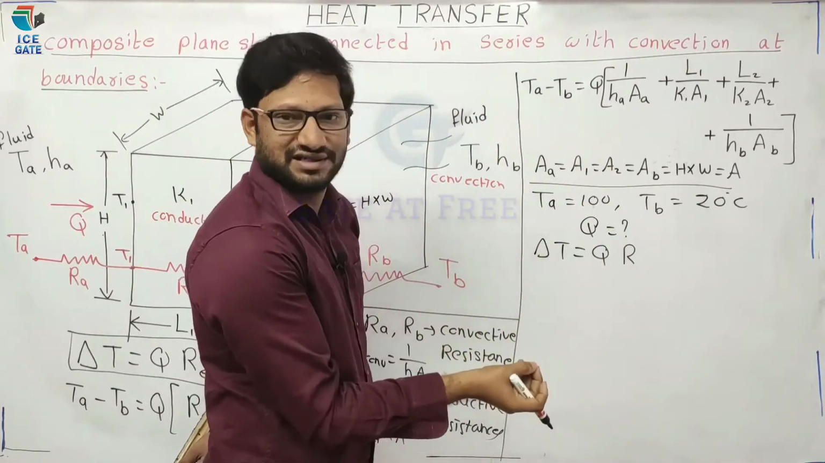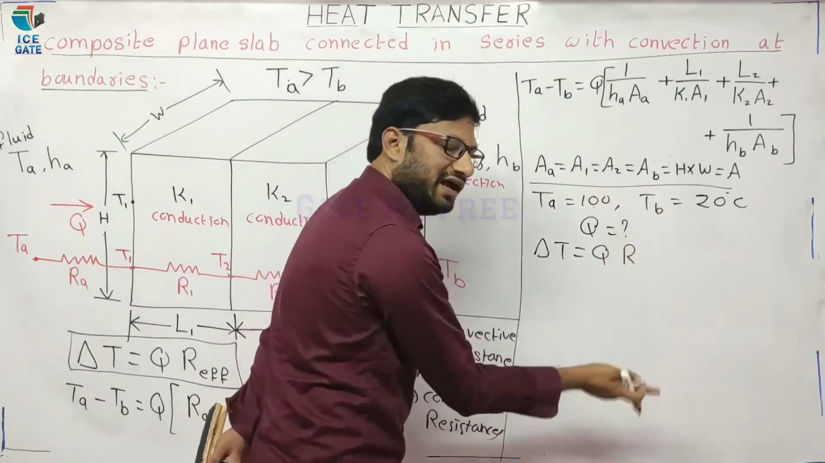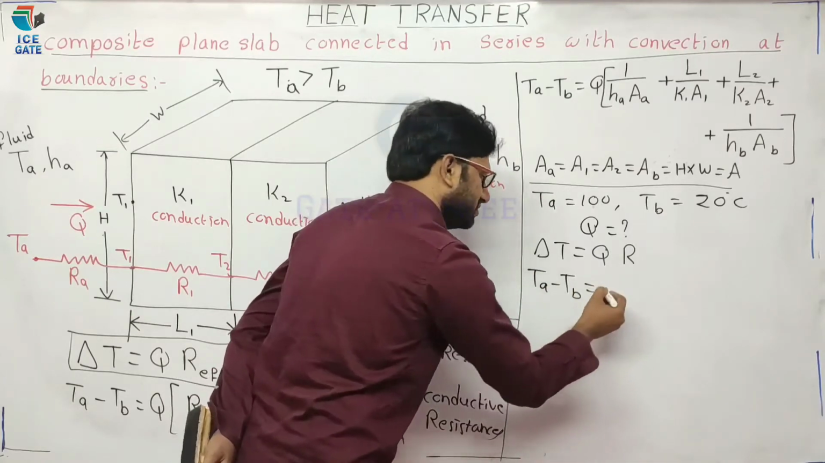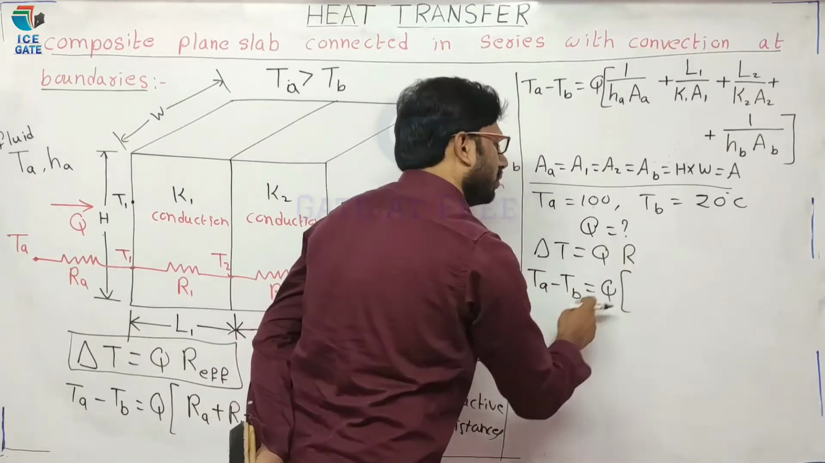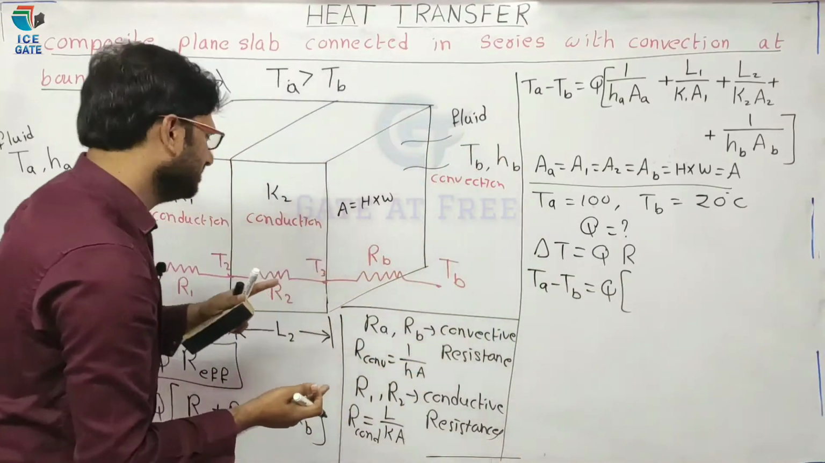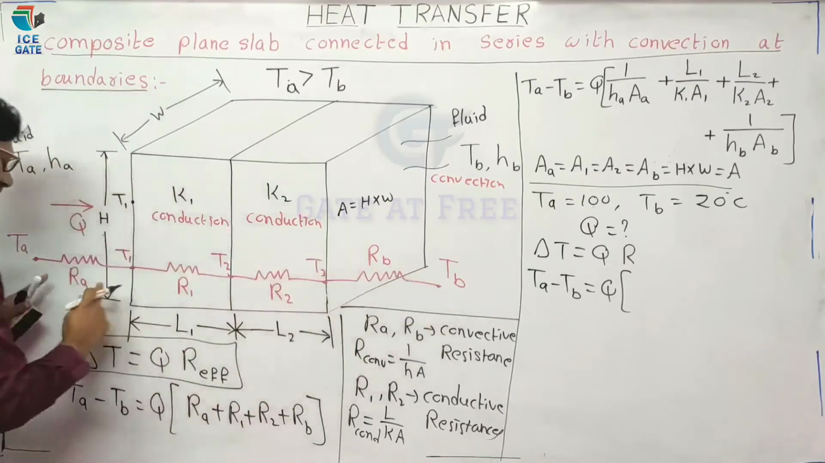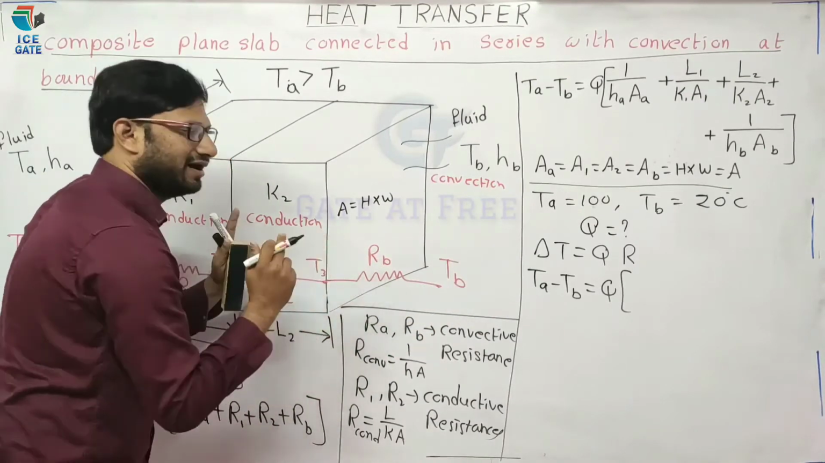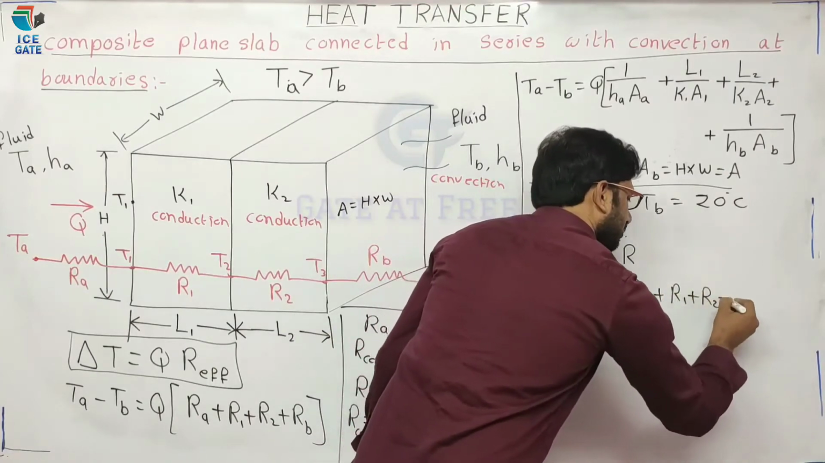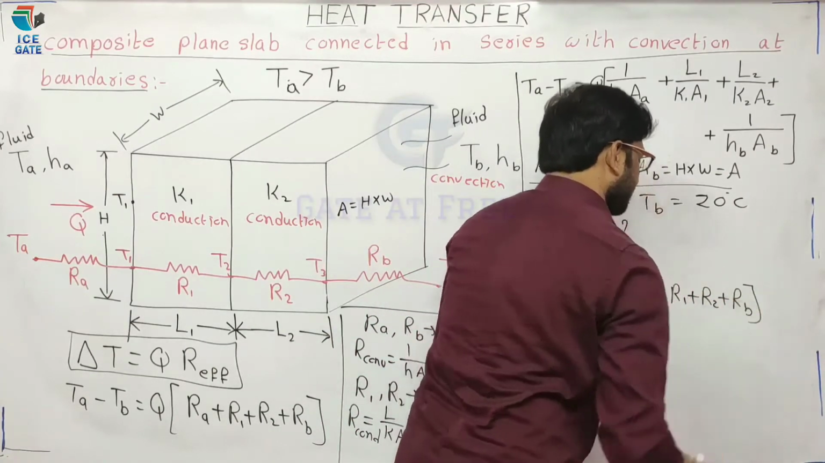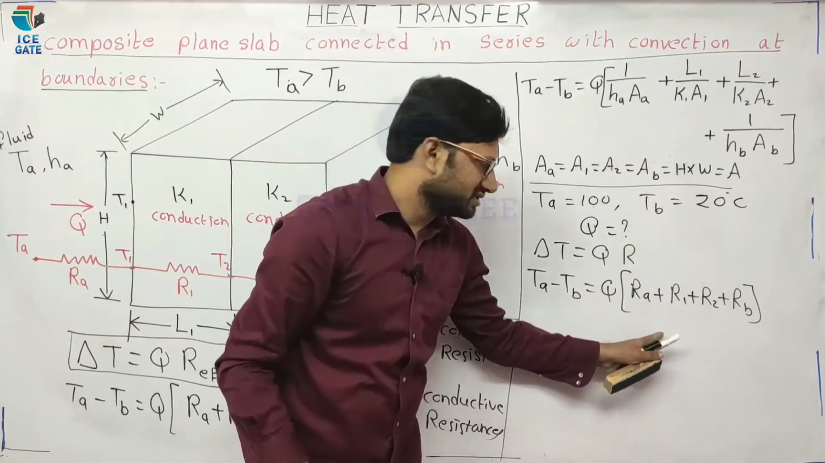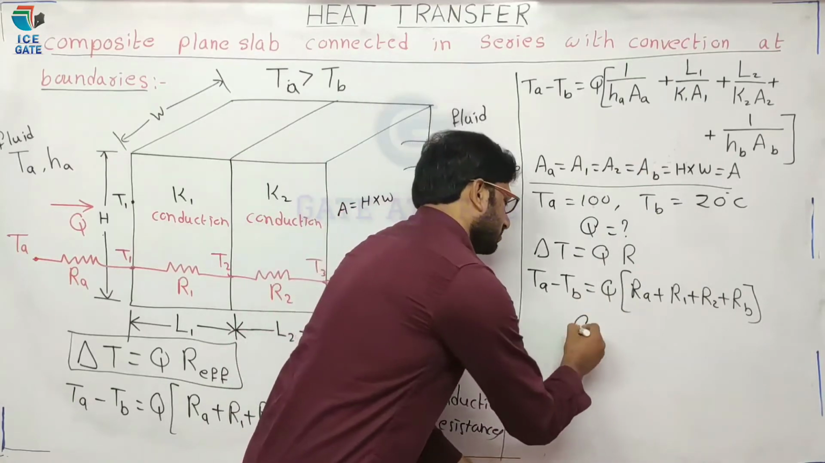Now what are the known temperatures here? TA and TB. Now take delta T as TA minus TB is equal to Q into, now what are the resistance we have to take? In between TA and TB. Now what are the resistance in between TA and TB? RA, R1, R2 and RB. That is RA plus R1 plus R2 plus RB. Now with the equations, by substituting all the given values here, we can find out Q.